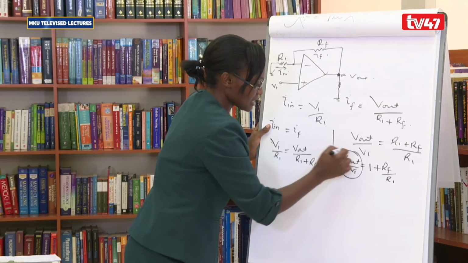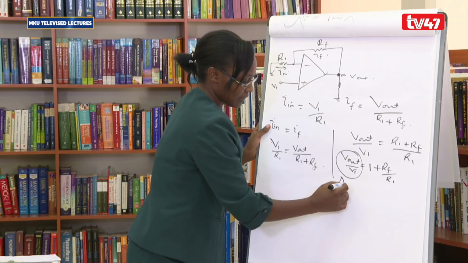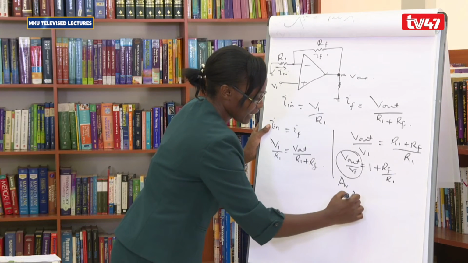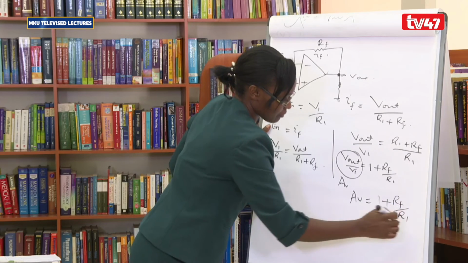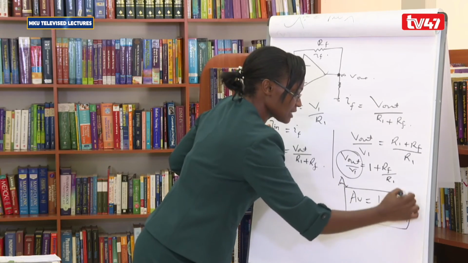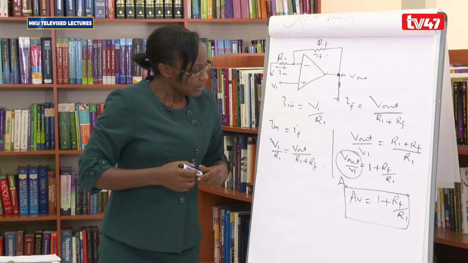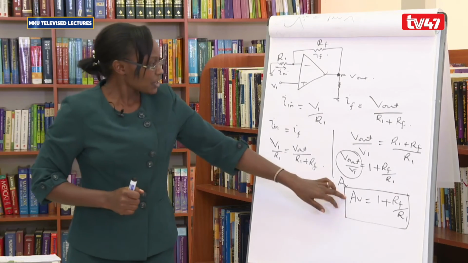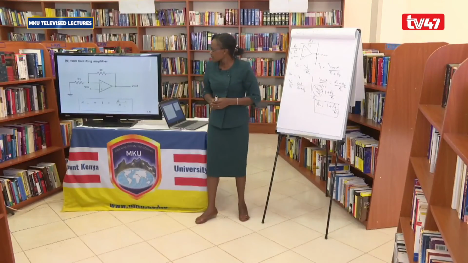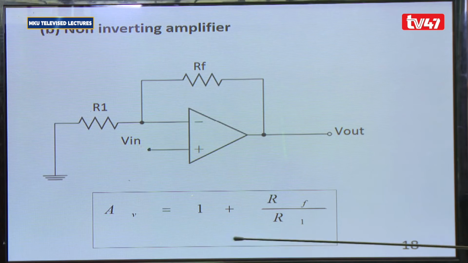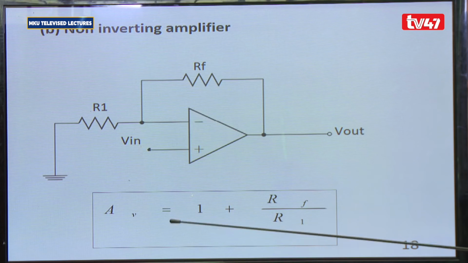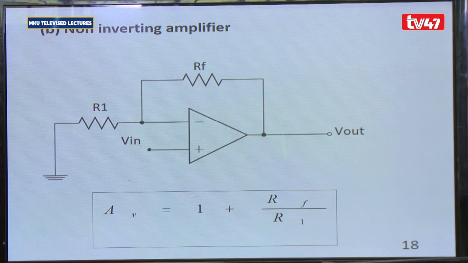But then we see this is our gain, AV. So our gain will be equal to 1 plus RF over R1. So that gives us the voltage gain of the non-inverting amplifier, which is given here. So again, we can see that the gain depends on the feedback resistor and R1.